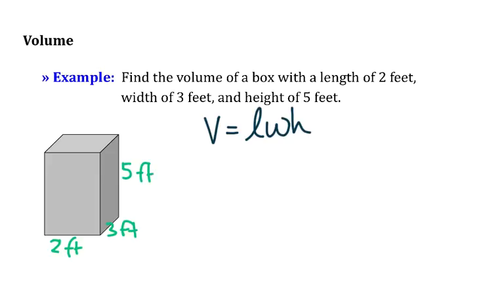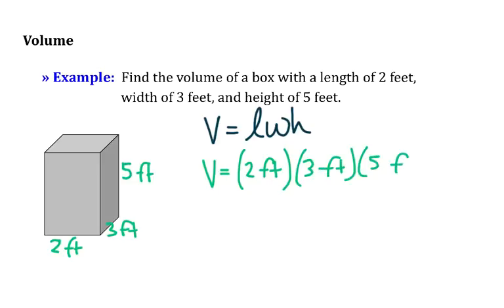So now as we plug in our values for length, width, and height into the volume formula, we will be taking 2 feet times 3 feet times 5 feet. So if I multiply my numbers there, 2 times 3 times 5, that gives us 30. Feet times feet times feet is where that cubic unit of feet cubed comes from.